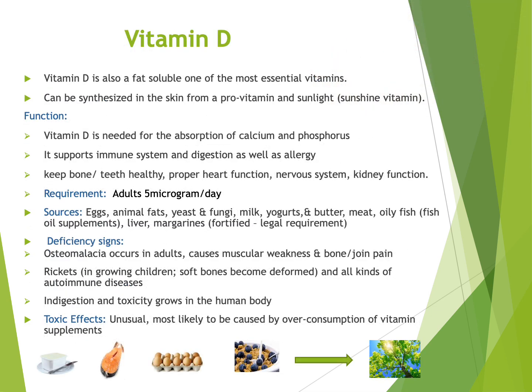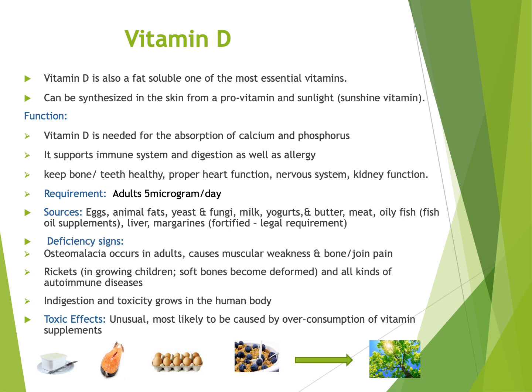Vitamin D is called the sunshine vitamin and it is actually one of the most important for our overall health. Vitamin D is a fat-soluble vitamin. It can be synthesized in the skin from a provitamin and sunlight. A couple of its functions include that it's needed for absorption of calcium and phosphorus. It supports the immune system and digestion. It keeps the bones and teeth healthy. It can help with proper heart function, the nervous system, and kidney function.